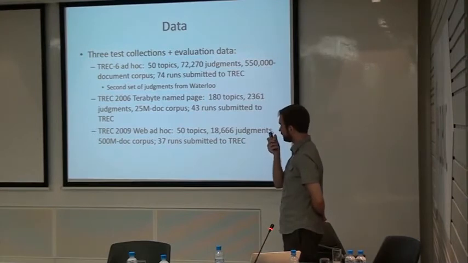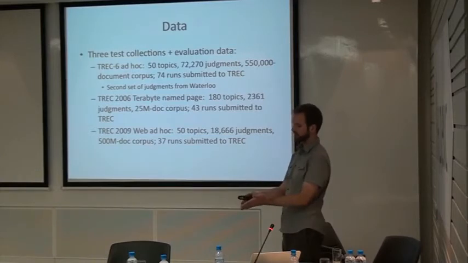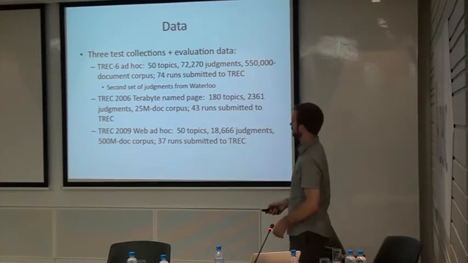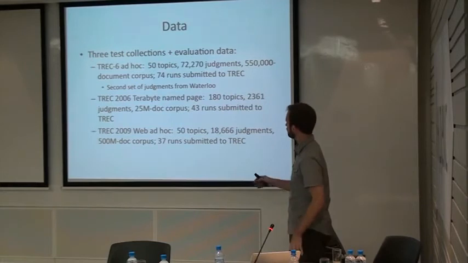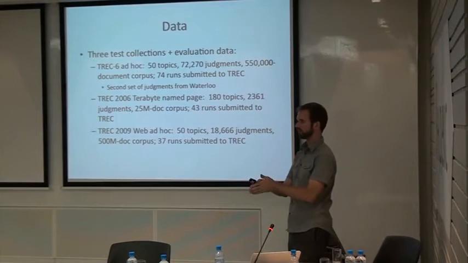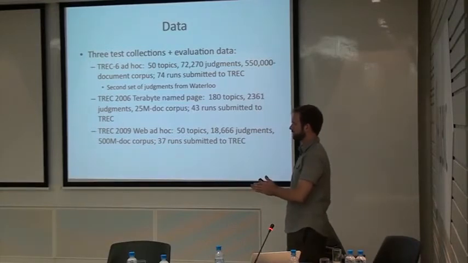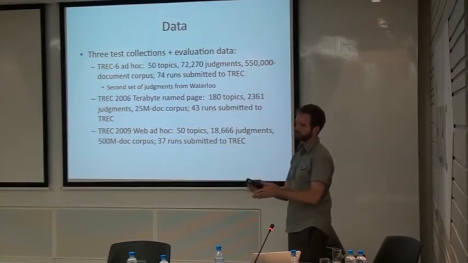Then TREC takes those runs. They do a union of maybe the top 100 results or something like that, and they have those top 100 results judged for relevance. So in this case, it produces 72,270 unique relevance judgments, and this was on a corpus consisting of 550,000 documents, which were mostly news articles at that time. I think this was in 1996 or 1997, I think.